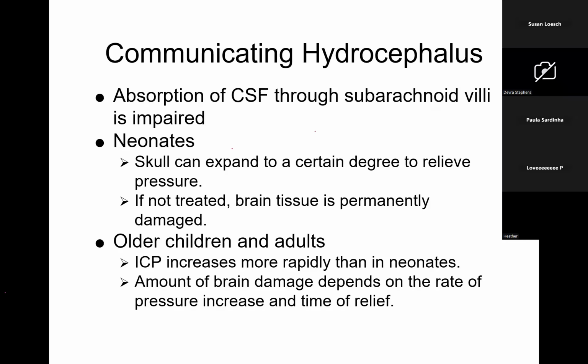In communicating hydrocephalus, absorption of cerebrospinal fluid through the subarachnoid villi is impaired, causing increased pressure of cerebrospinal fluid. The skull expands in the early stages to relieve the pressure, but if not corrected, the brain tissue is permanently damaged. Because the sutures of the skull are not yet closed, the baby's head can enlarge beyond the normal size as the fluid increases. In older children and adults, that ICP will be rapid because of the lack of that openness, because the sutures are already fused there. The amount of brain damage will depend on the rate at which the pressure increases and the period of time that it remains increased until relief occurs. Brain damage will result in major physical disabilities and intellectual impairment.